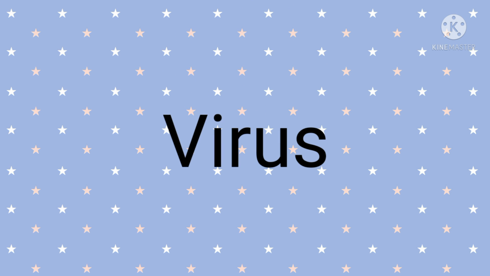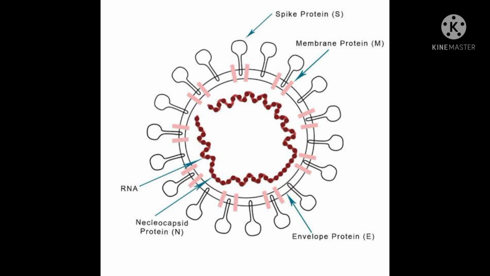The last one is the virus. Viruses belong to neither eukaryotes nor prokaryotes. Viruses are much smaller than bacteria and consist of single or double-stranded nucleic acid surrounded by a protein shell called a capsid. Some viruses also have an outer envelope composed of lipids and proteins.